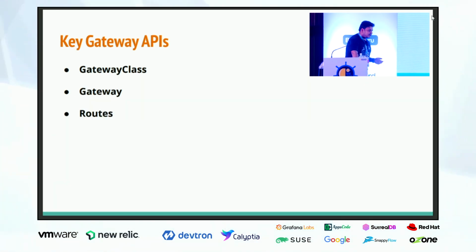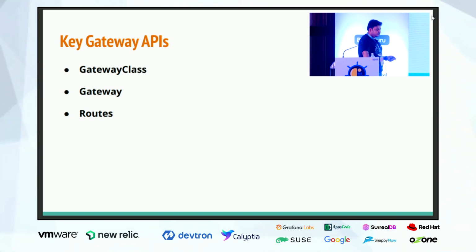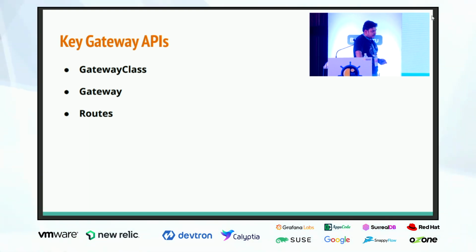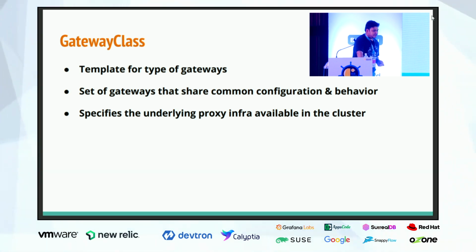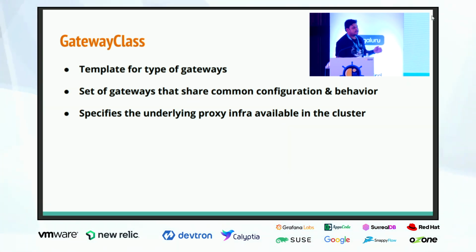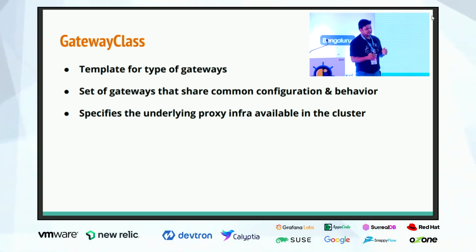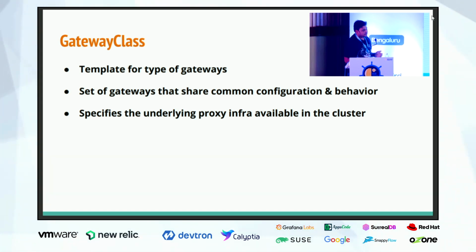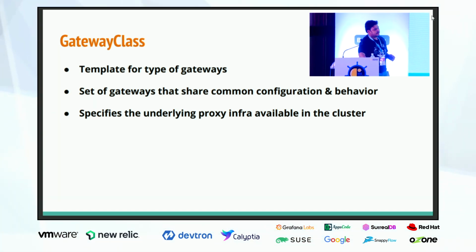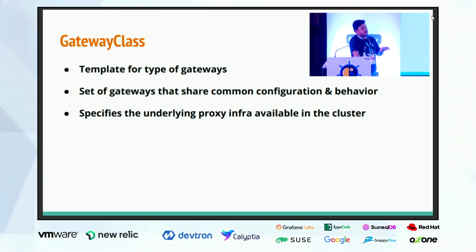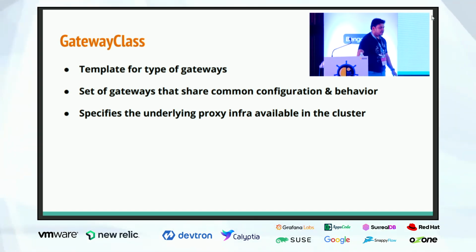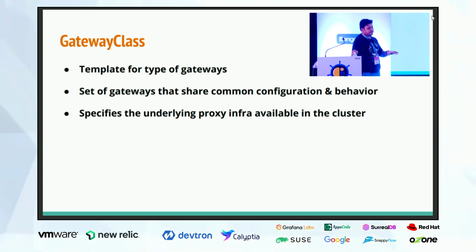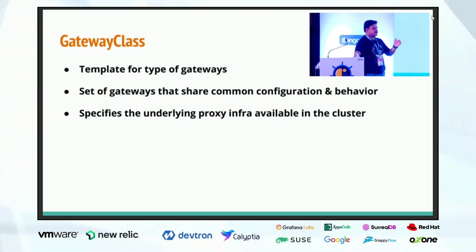The key APIs in the Gateway API are GatewayClass, Gateway and Routes. We can start with GatewayClass. GatewayClass is a template for the types of gateway, right? It just groups related gateways together. It specifies what kind of network infra you have in your cluster, and GatewayClasses are created by the vendor. Whichever vendor you choose to provide you with the Gateway API implementation, that vendor will be responsible for creating the GatewayClass. So if you have multiple vendors, you will have different GatewayClasses, and accordingly you can use any one of them at a time, right?